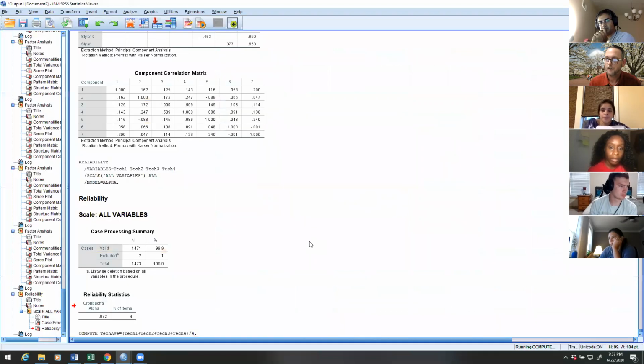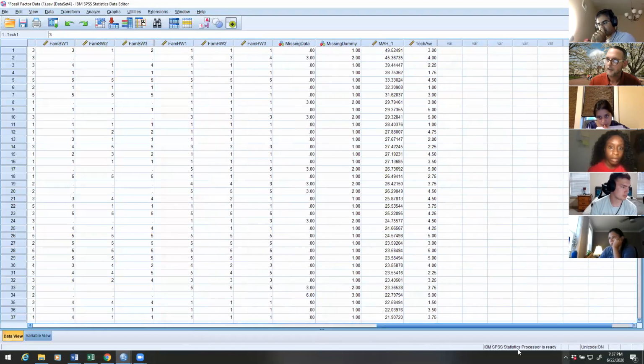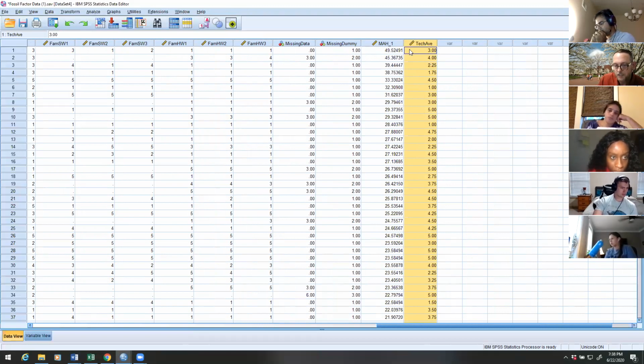We hit OK and look at our data again. We take these 4 variables, and now we've created a new one over here, the tech average. You can do that, so that's okay. Another way we can do this is, when we run our factor analysis, we can ask it to create a composite variable that will take the factor loadings and weigh each response based on those loadings. It's a little bit more precise, but it won't be that much different from this average, to be honest.